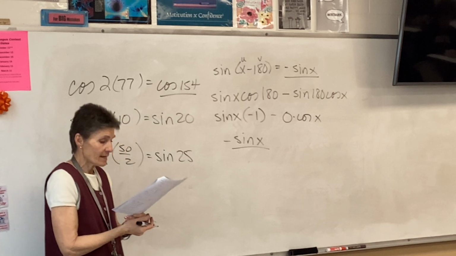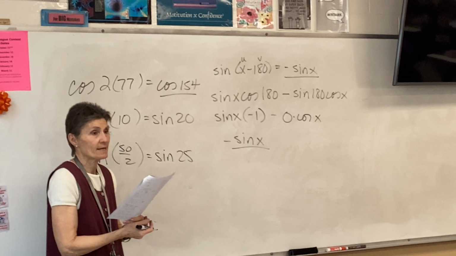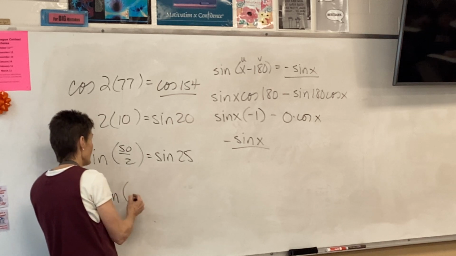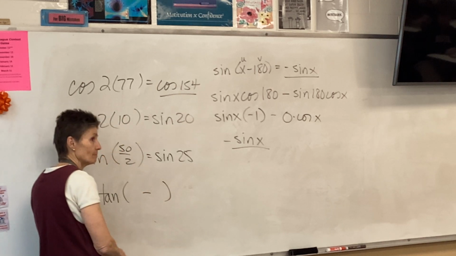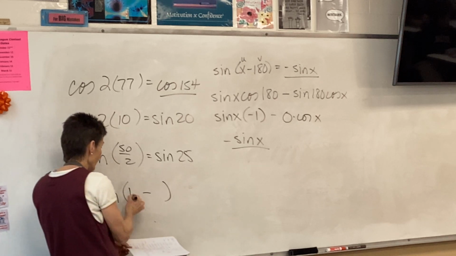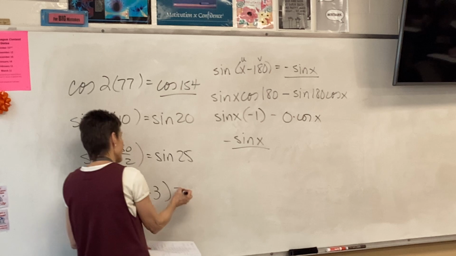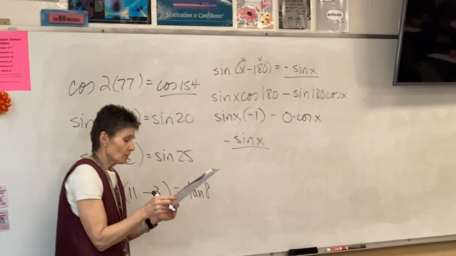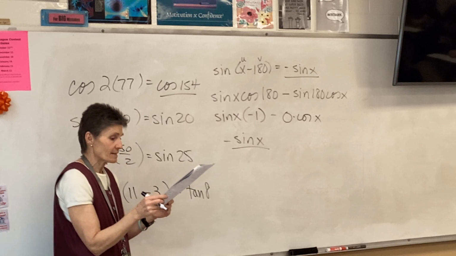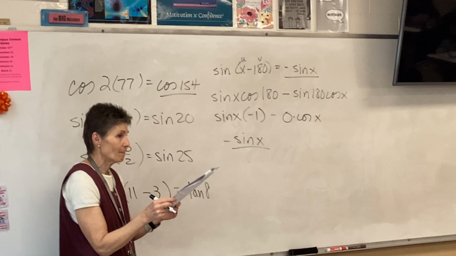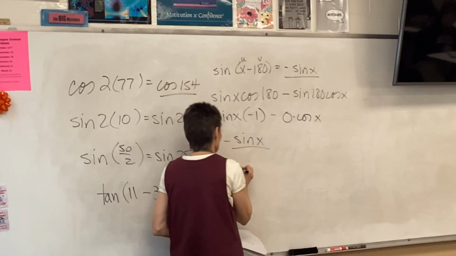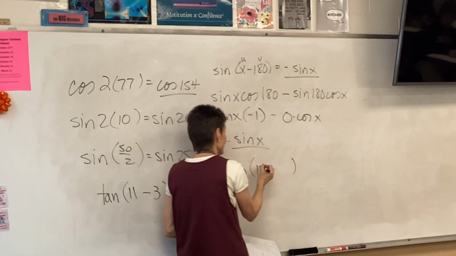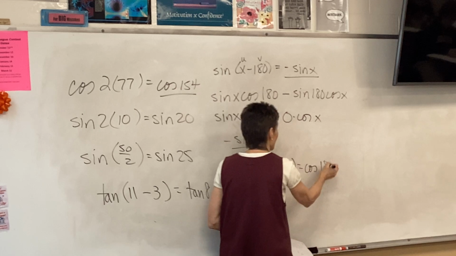Tan minus tan over 1 plus tan tan. Where do you see that? Tan of angle minus angle. Yeah. And our angles are 11 and 3, so it's the tangent of 8. Cosine cosine minus sine sine is the cosine of angle plus angle. Yes. And the angles are 12 and 6, so that's the cosine of 18.